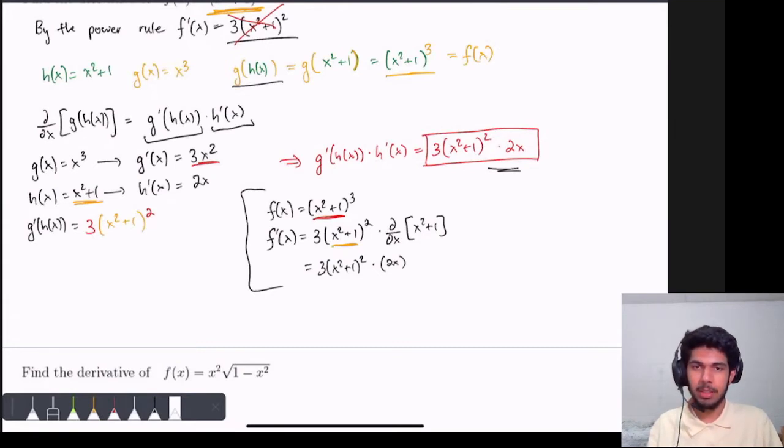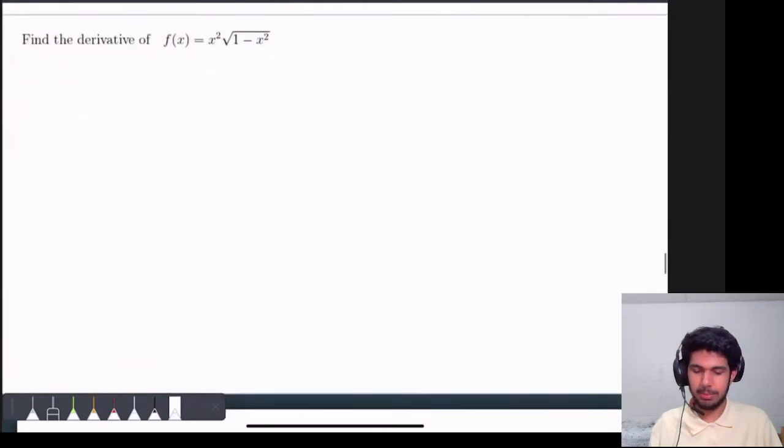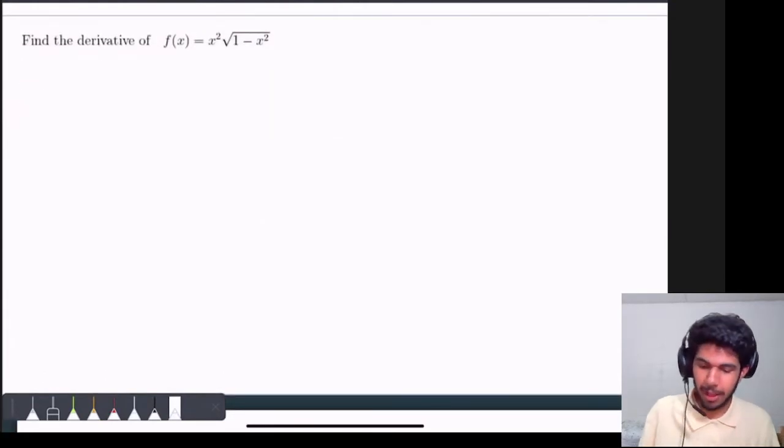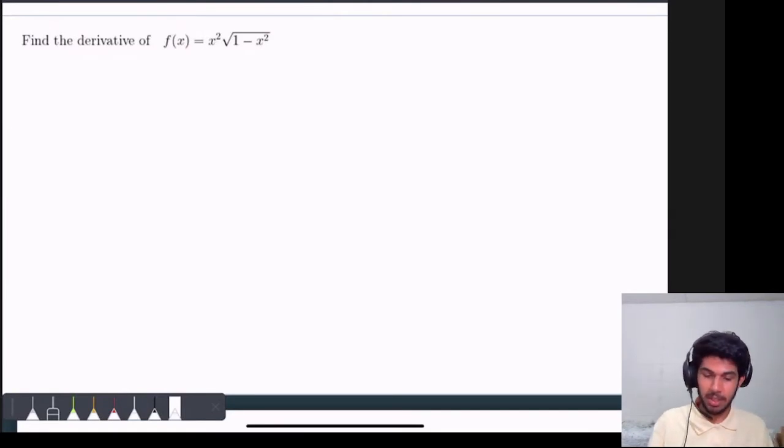And yeah, so for the next one, it's a similar question. Let's try to do it. Find the derivative of f of x equals x squared times the square root of 1 minus x squared. Wow. Okay. So we might be thinking, okay, we need the chain rule because we just learned the chain rule.